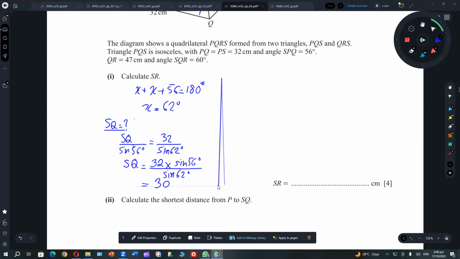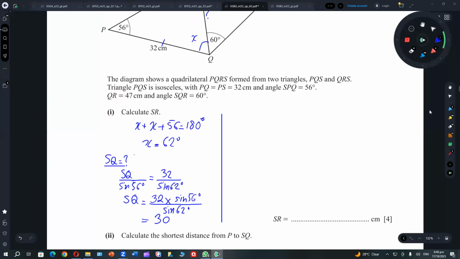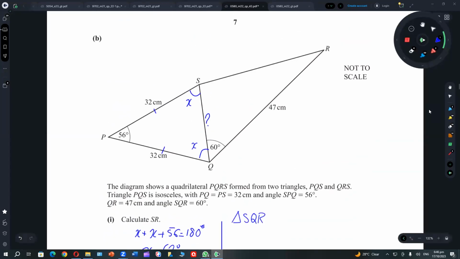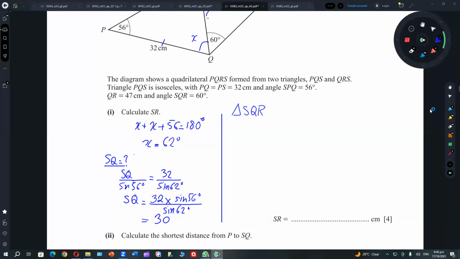Just 1 second. Take SQR triangle. We have a 47, we have a 30, and we have an angle. Sorry, 1 second. I'll just be back. I'm also just coming in a minute. When you come back, you solve cosine rule. Okay.